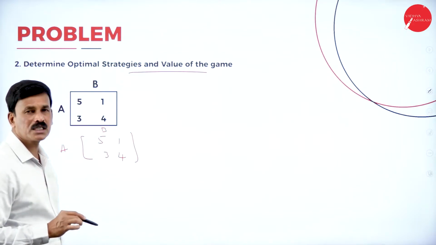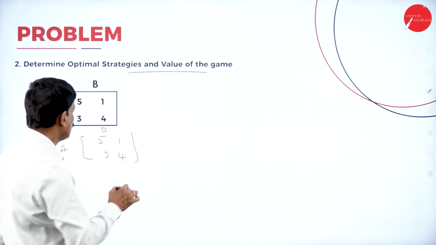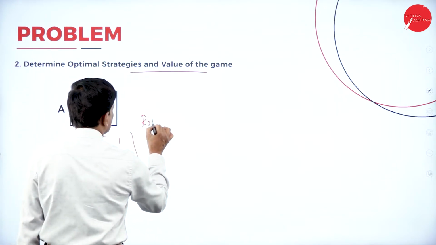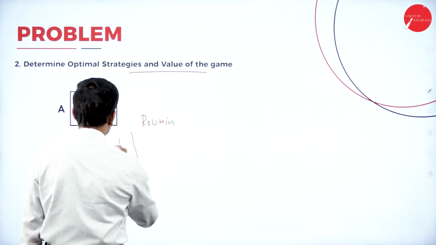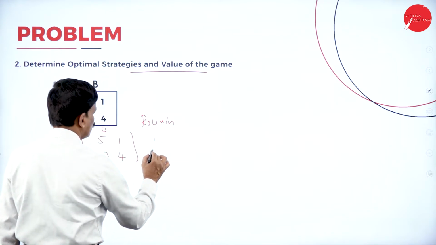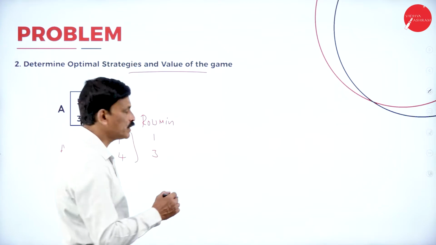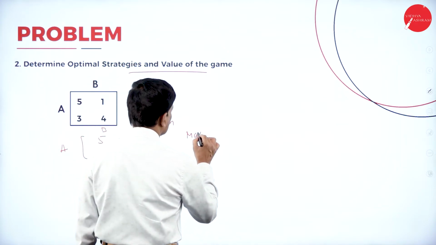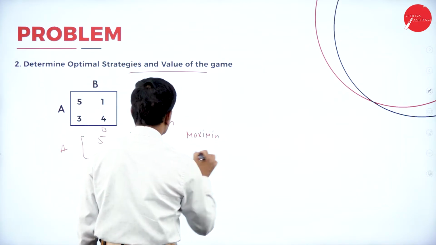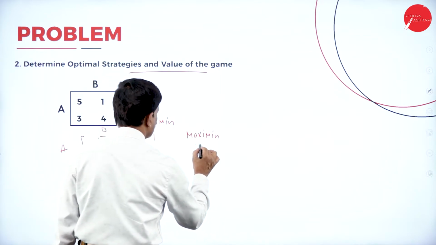Now verify whether the saddle point exists or not. First find out the row minima. What is the row minima? 1, and in the second row the minimum value is 3. The maximum value in these row minima is called maximin. So the maximum of the minima is 3.